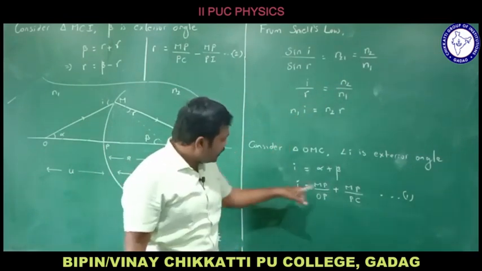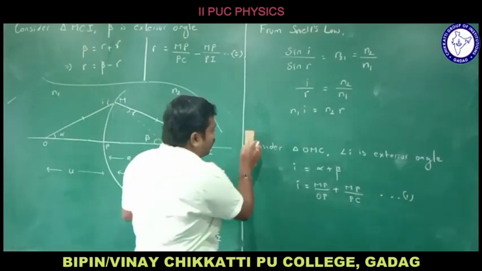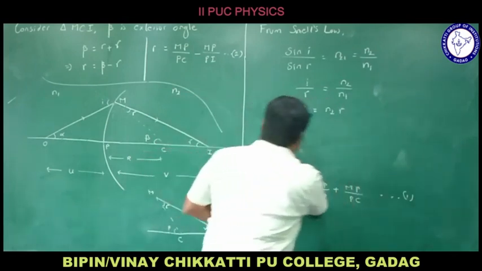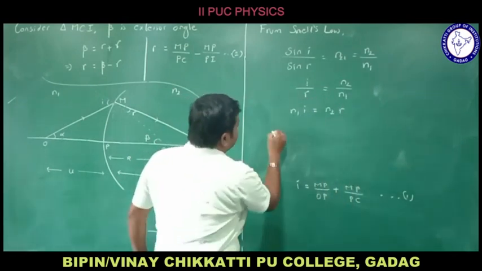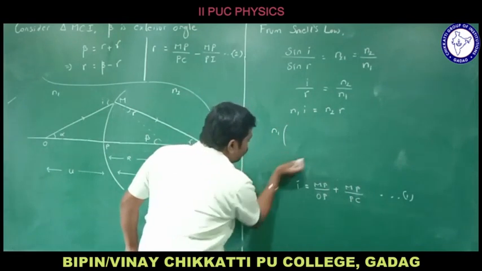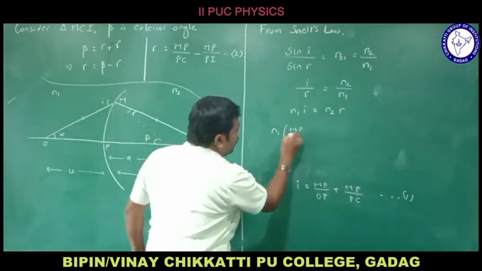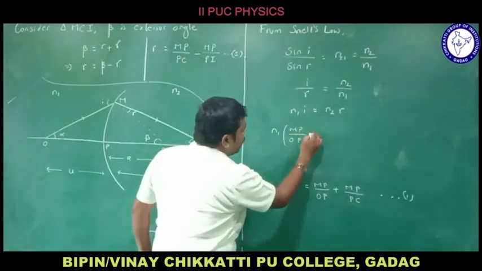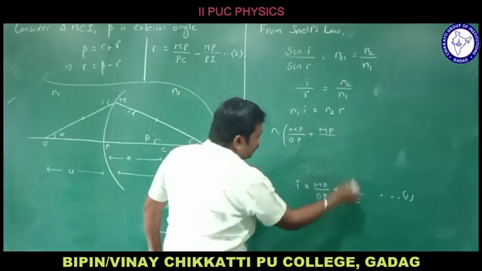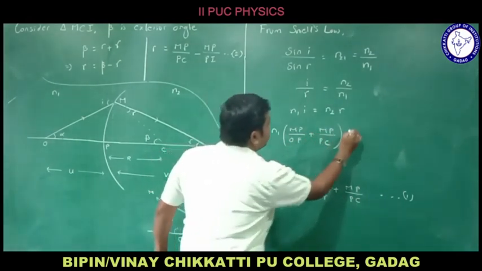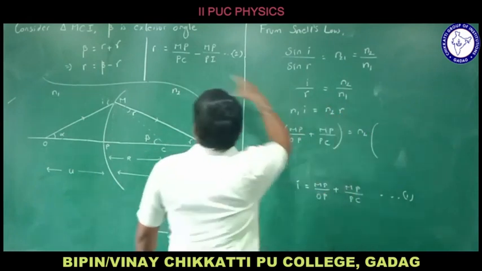We know what is I. Shall I substitute there now? Okay. Now, I will be substituting equation number 1 now here, right? That is N1. Substitute now here. What is I now here? MP divided by OP plus MP divided by PC, that is equal to N2. R, I got from the second equation.